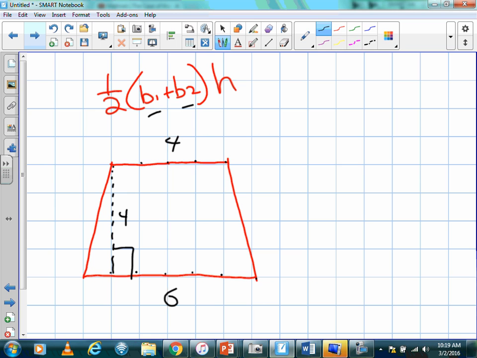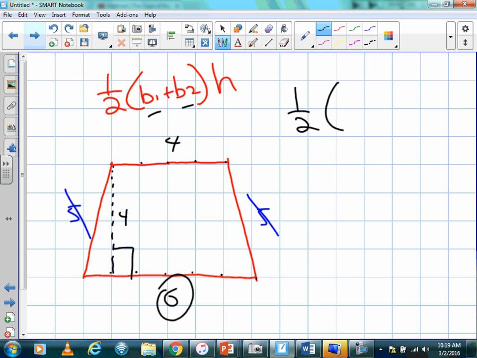Now, sometimes they might give you this on the side. They might say this is 5 and this is 5. You don't need them. You don't need those diagonals. Okay, so if you want to stop the video and see if you can do this on your own, go ahead. All right, I'm going to continue. So you can actually stop or pause this. Okay, here I go. 1/2.